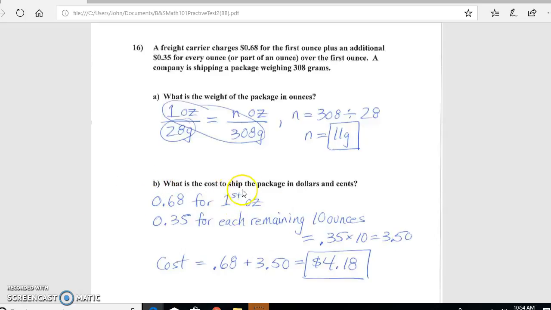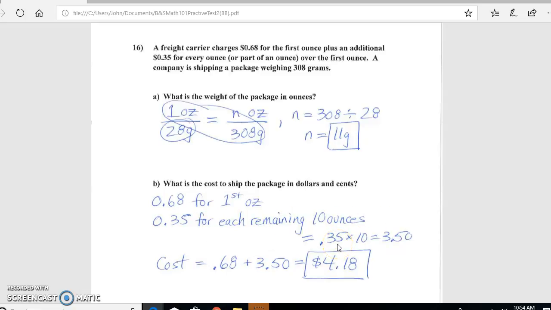What is the cost to ship the package in dollars and cents? And so we are told in the problem that the freight carrier charges 68 cents for the first ounce and then 35 cents for each additional ounce. Now we have 11 ounces that we are shipping. The first ounce is going to be 68 cents and then 35 for the remaining 10 ounces.